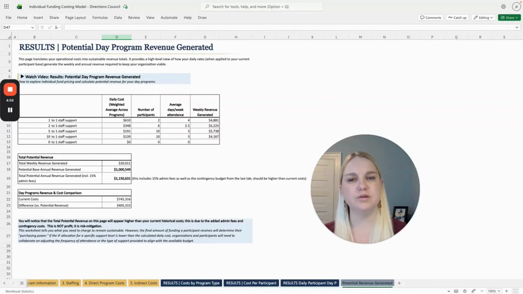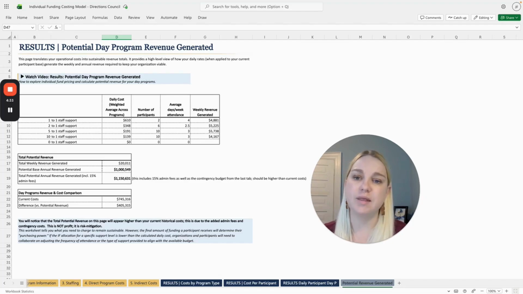The bulk of this worksheet focuses on accurately articulating the costs of your programs so that you can begin to understand the sustainability of your programs under an individualized funding model. In this final tab, we're going to look at how much revenue you will generate if you price your programs for sustainability. By taking your daily rates, expected revenue, and multiplying them by the number of participants and their frequency of attendance, we can project your weekly income.